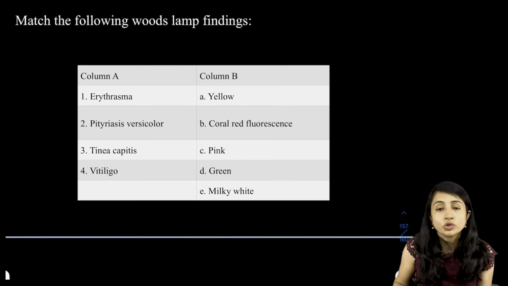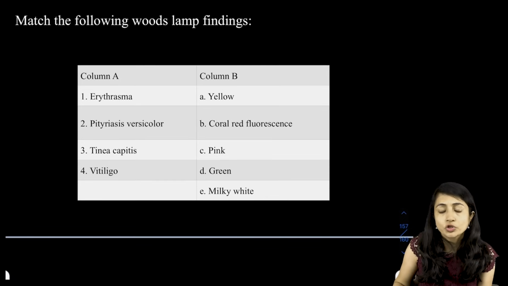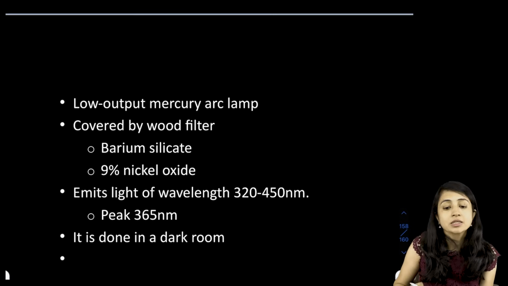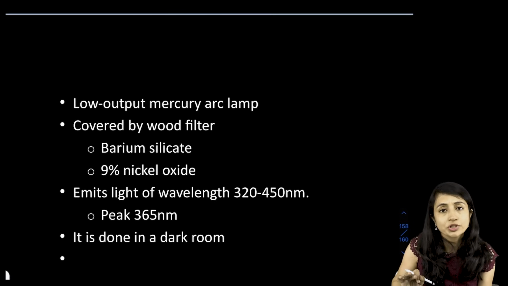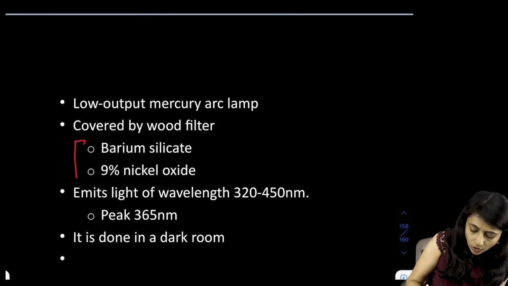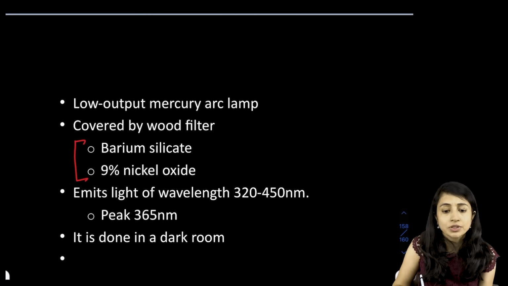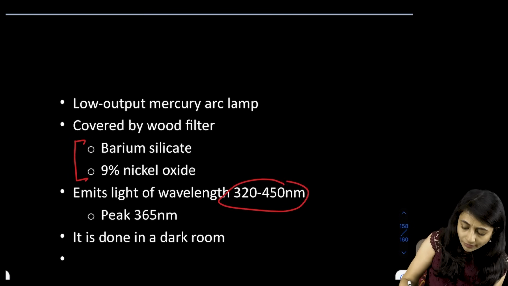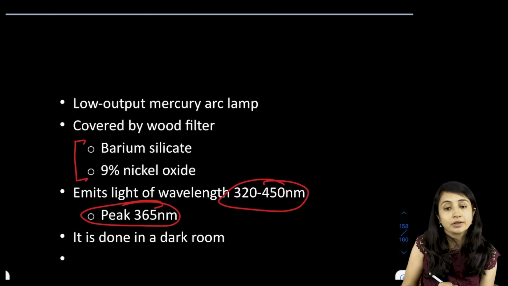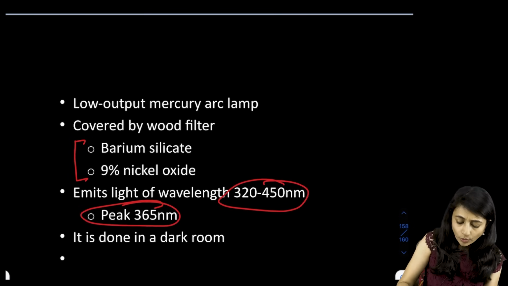Match the following Woods lamp findings. Woods lamp, we all should know what it is. It is a low output mercury arc lamp which is covered by a Wood filter. You should know the composition of the Wood filter, that it is formed of barium silicate and 9% nickel oxide. You should know the wavelength and its peak. Then you should know important features.